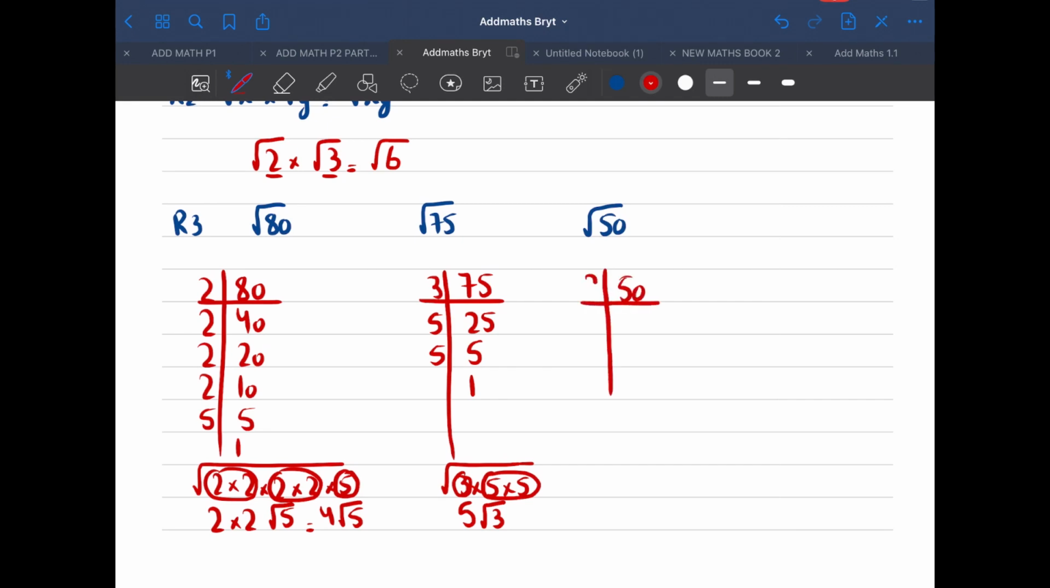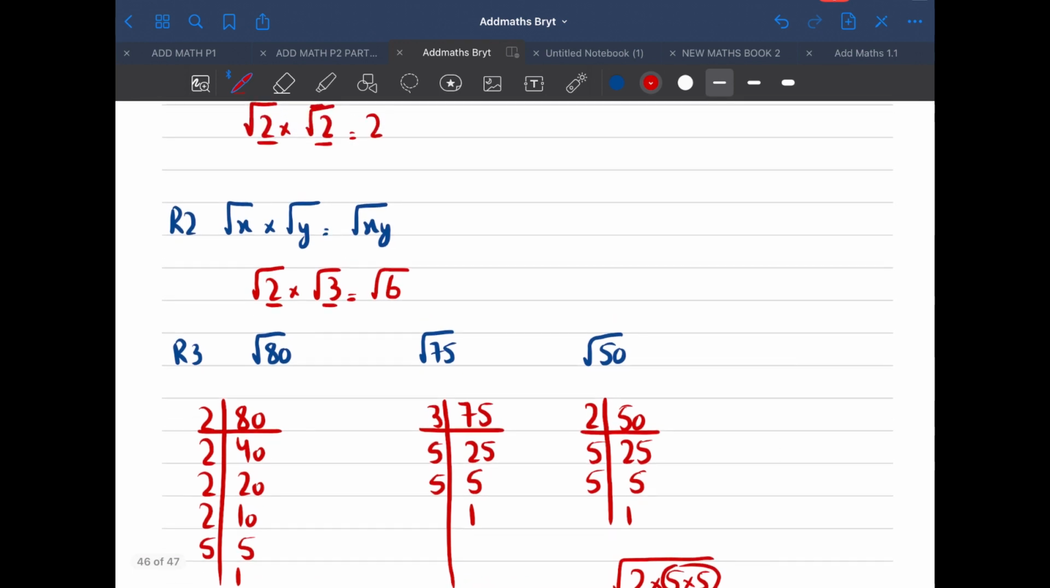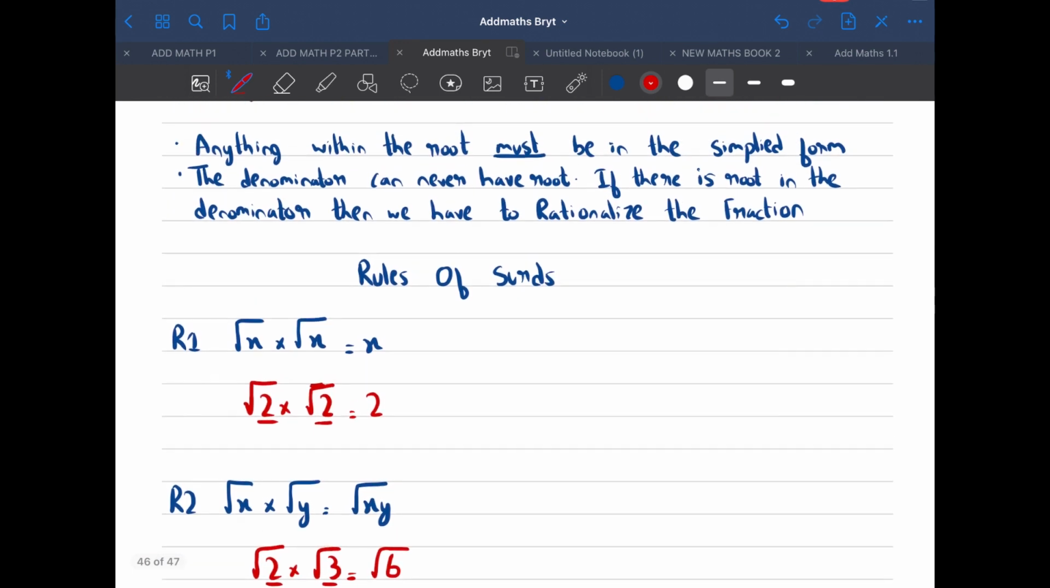2 times 25 is 50. 5 times 5 and 5 times 1. So can I write this in a square root? 2 into 5 into 5. 2 fives means under root 25, which is equivalent to 5 under root 2. Did you get till this point? So I hope we are clear with rule 1, 2 and 3.